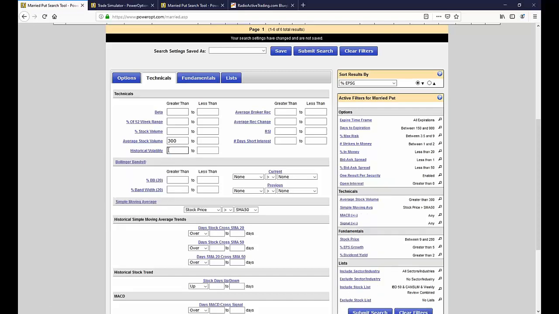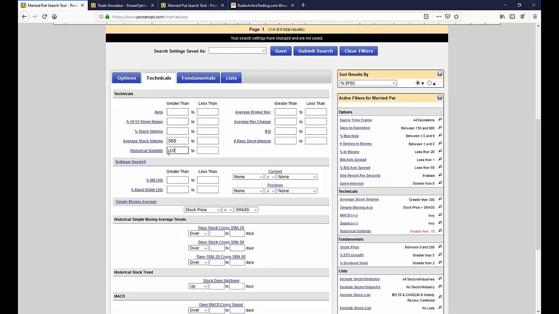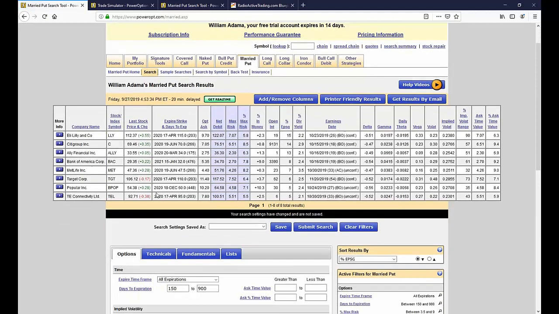We've got to bump this down. Let's try 0.10. Let's just do that first and submit it. All right, we added 2 more. TE Connectivity, I'm not familiar with. Eli Lilly. Okay, so we bulked that up. Very nice.